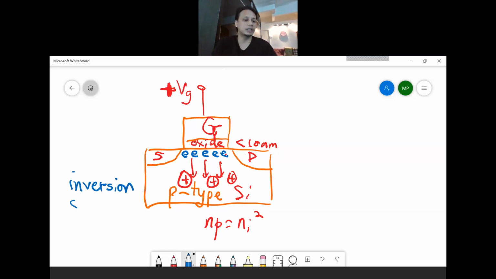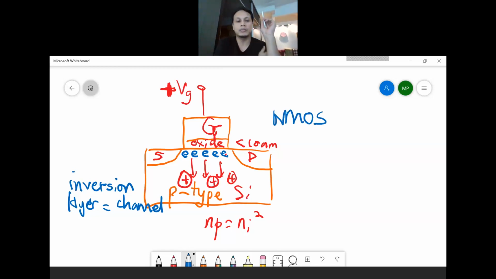This inversion layer is also called a channel. So the operation is sama untuk all type of transistor. Kalau you letak positive or negative, then you will attract and repel accordingly, right? The charges. So in this case, for NMOS, this one is called NMOS because the channel is N-type and enhancement mode. So you will end up with inversion layer.